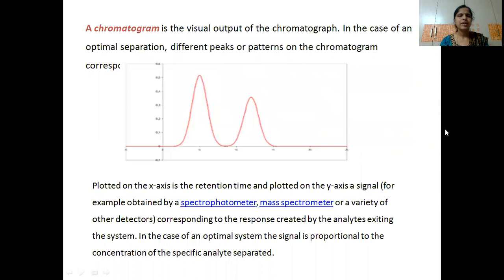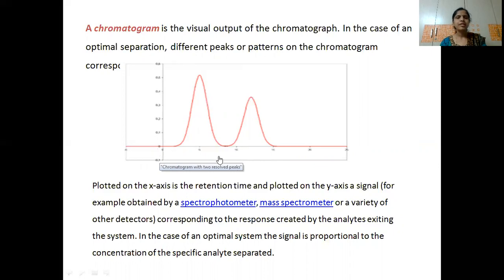Then the other term is chromatogram. A chromatogram is the visual output of the chromatograph. After doing the chromatography technique, we need to detect the components. For that, we will be using detectors. Those detectors may be a spectrophotometer or mass spectrophotometer. A graph is obtained from that, which is the chromatogram. On the x-axis we will have the retention time, and on the y-axis, there will be concentration.